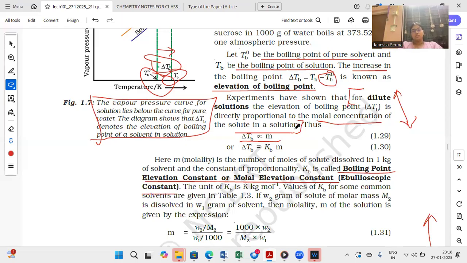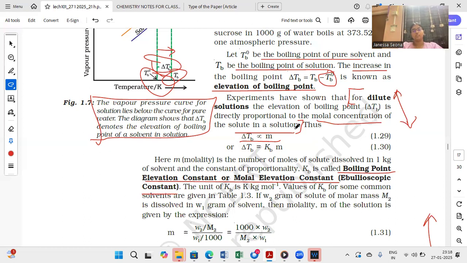Delta TB is proportional to M. Like Raoult's law, the dependence of elevation in boiling point of the solvent is proportional to molality, and molality is the number of moles of solute present in 1000 grams of solvent.